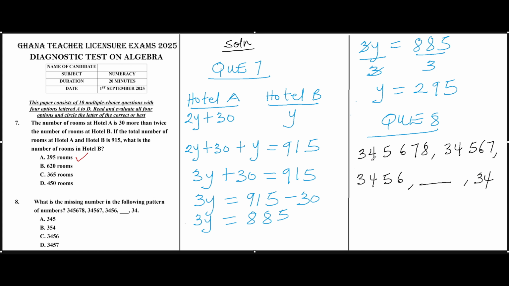When you take a closer look at the pattern, we see that the first number has 6 digits. The second number has 5 digits. The third number has 4 digits. So it is obvious that the fourth, the missing number, should have 3 digits. The terms are decreasing in digits. But which of the digits is being eliminated? We see that always the last digit is eliminated. In the second term, 8 was eliminated. In the third term, 7 was eliminated. So in the missing term, 6 should be eliminated. So we have 345. The right answer to question 8 is option A.